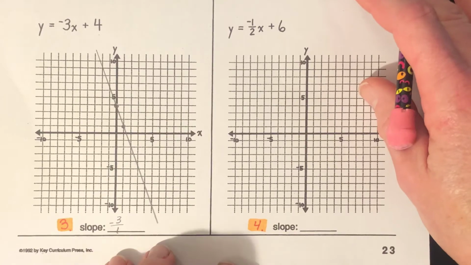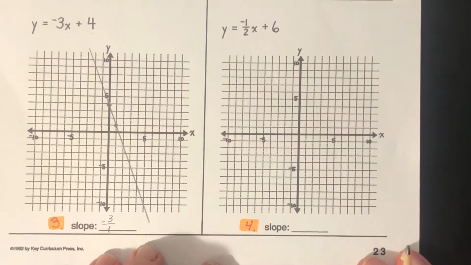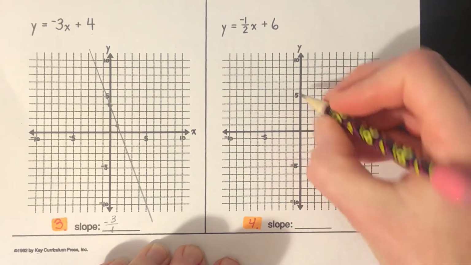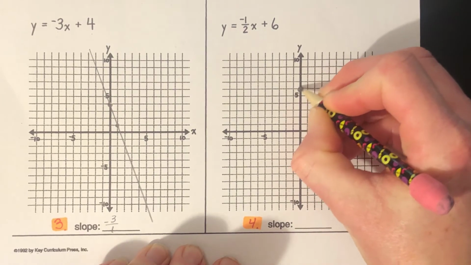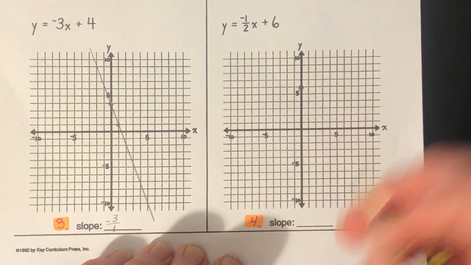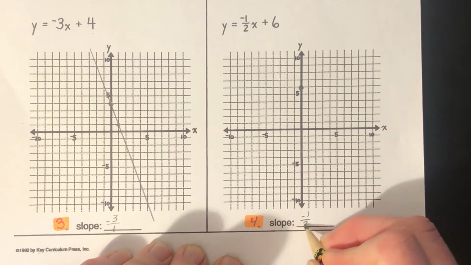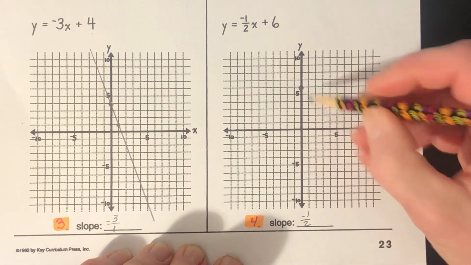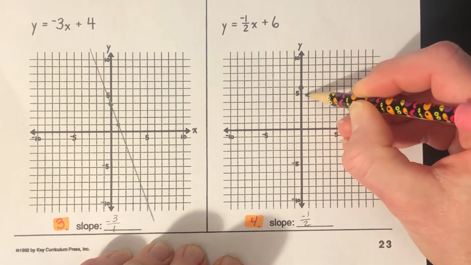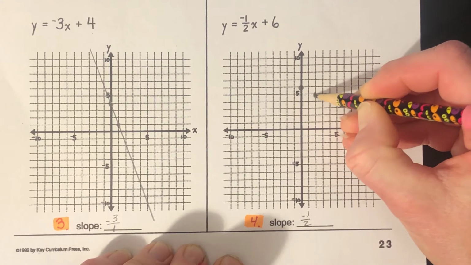Number 23. I'll start with my y-intercept. It's 6, so let me go ahead and put my first point right here at the 6. My slope is -1/2. So I will go down 1 because it's negative and go over 2. Just like that.